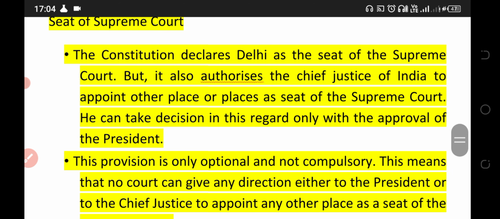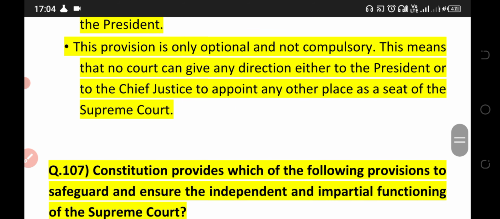Seat of the Supreme Court. The Constitution declares Delhi is the seat of the Supreme Court, but it also authorizes the Chief Justice of India to appoint other places as a seat of the Supreme Court. He can take a decision in this regard only with the approval of the President. This provision is only optional, not compulsory. This means that no court can give any direction either to the President or to the Chief Justice to appoint any other places as a seat of the Supreme Court.